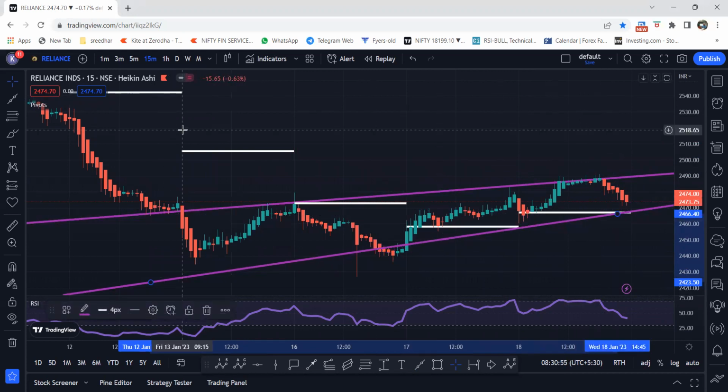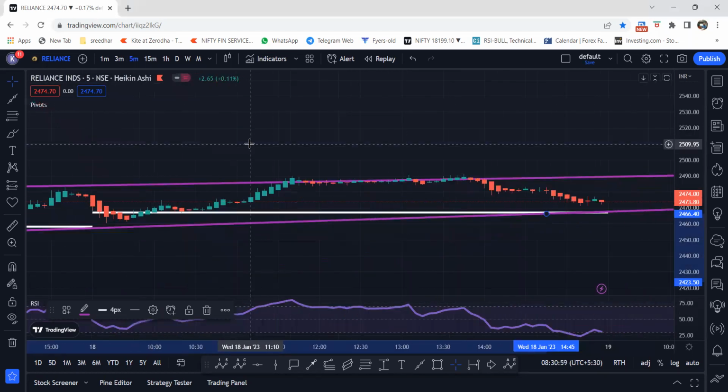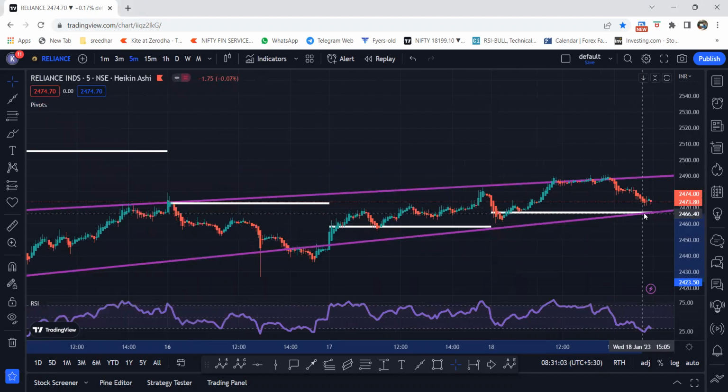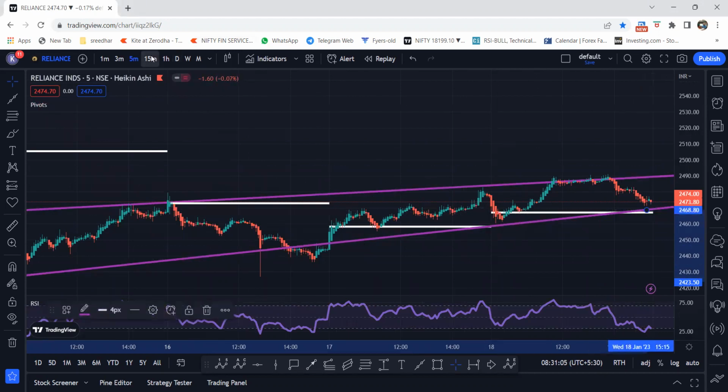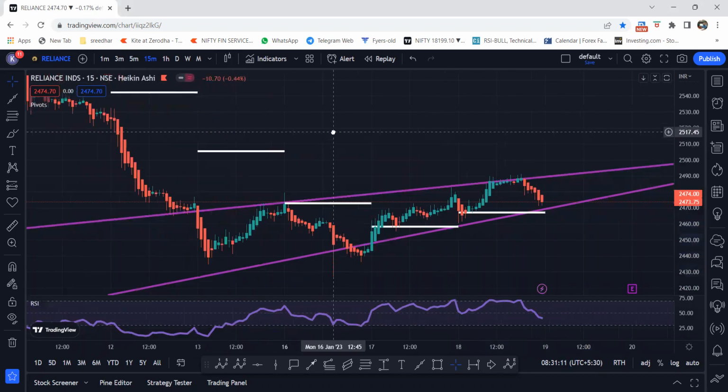Once you do this for 15 minutes, go to 5 minutes and recheck whether the value is adjusted, matching, or touching the heels of the candles. Please remember one very important point: you don't need to draw the trend line for today. It is extended from yesterday's data. That is the whole logic.